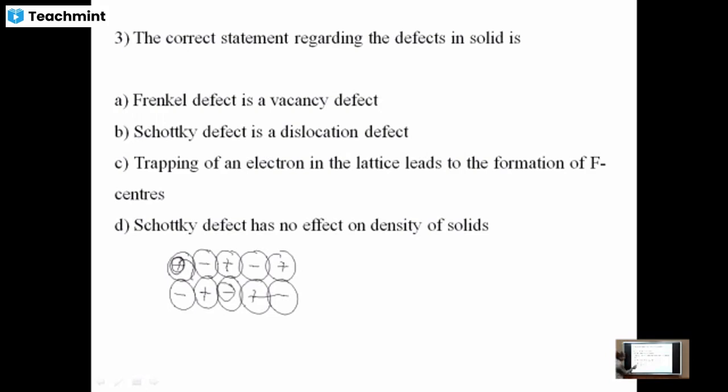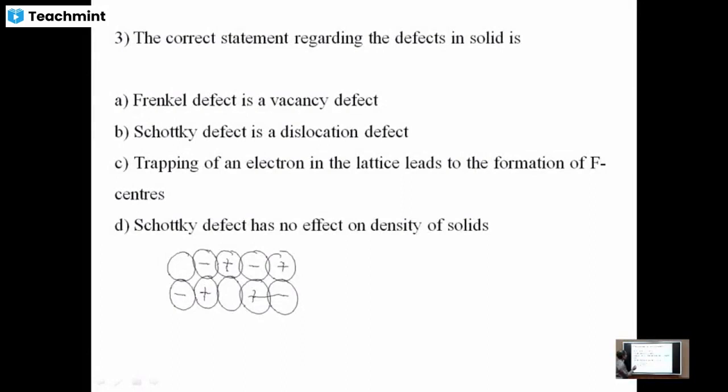Because of the missing of these ions from the lattice sites, vacancies are created. Just imagine this positive ion and this negative ion move away from these lattice sites. This results in the creation of a vacancy. This is what we call Schottky defect.